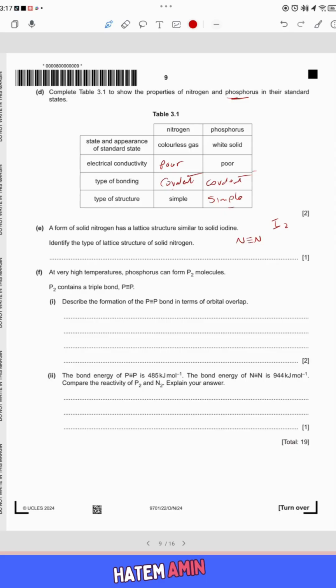So here is solid nitrogen: molecular N2, or we can write it like that, and mention the weak van der Waals forces. Why? Because both compounds are nonpolar. Van der Waals forces between them. Okay, this is the lattice arrangement for N2.